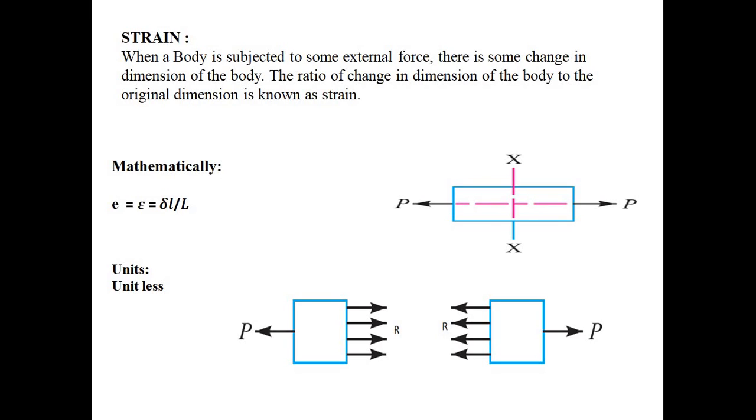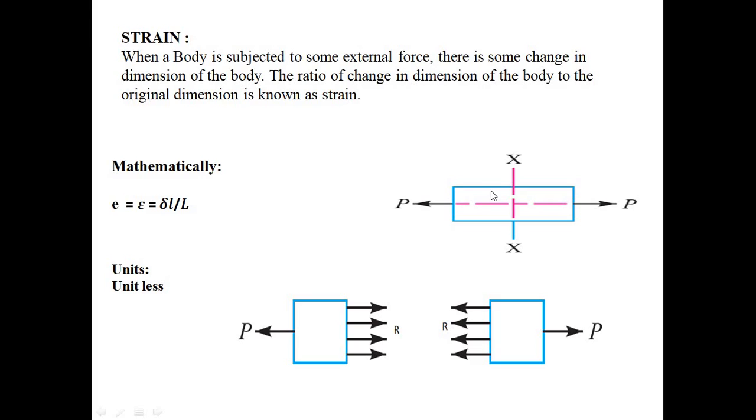First, what is meant by strain? Here, see, when a body is subjected to some external force, here you can see a body is there which is subjected to external force P. There is some change in dimension of the body. The ratio of change in dimension of the body to the original dimension is known as strain.